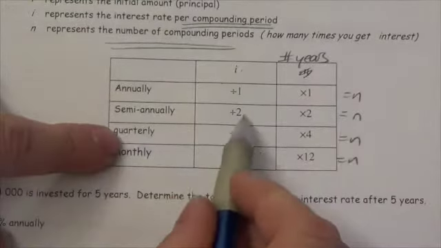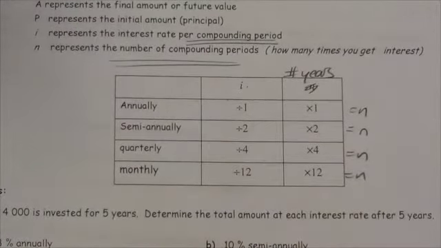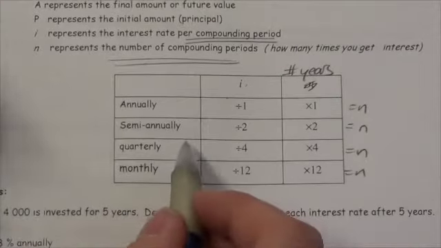So semi-annually for 2 years. Let's just talk about it really quickly conceptually. Let's say that you're getting, let's not use 4, let's use 6%. 6% compounded semi-annually.